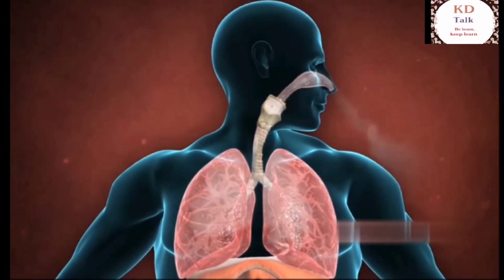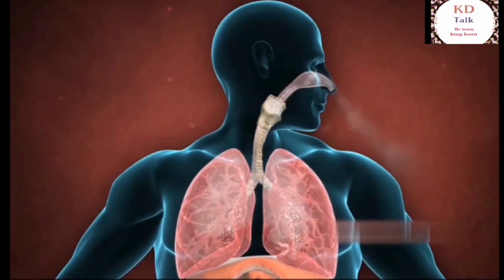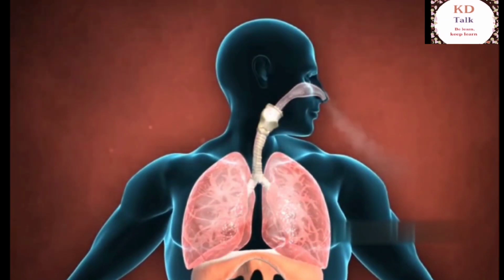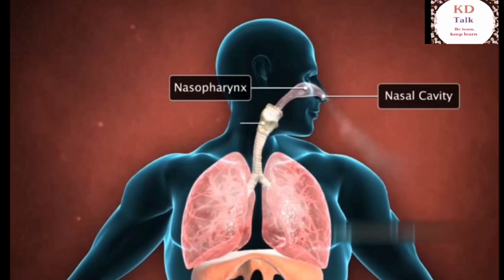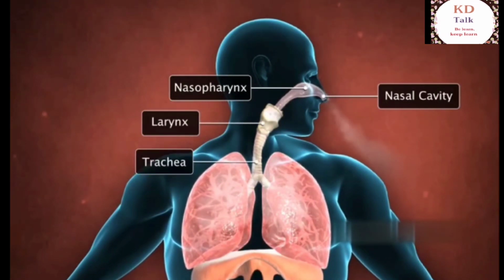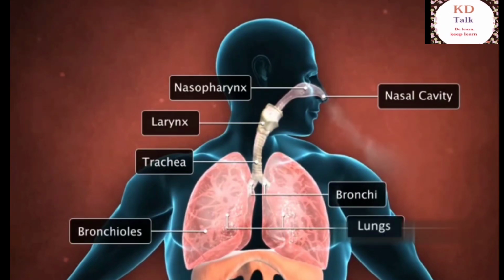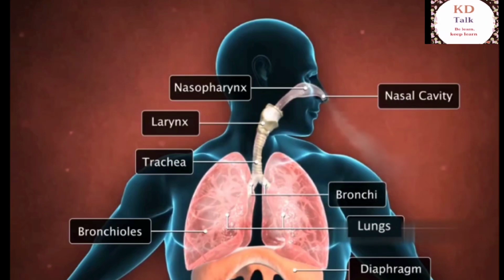Let's check what organs altogether constitute our respiratory system. The human respiratory system consists of the nasal cavity, nasopharynx, larynx, glottis, epiglottis, trachea, bronchi, bronchioles, lungs, and diaphragm. Let's take a closer look at each of them.